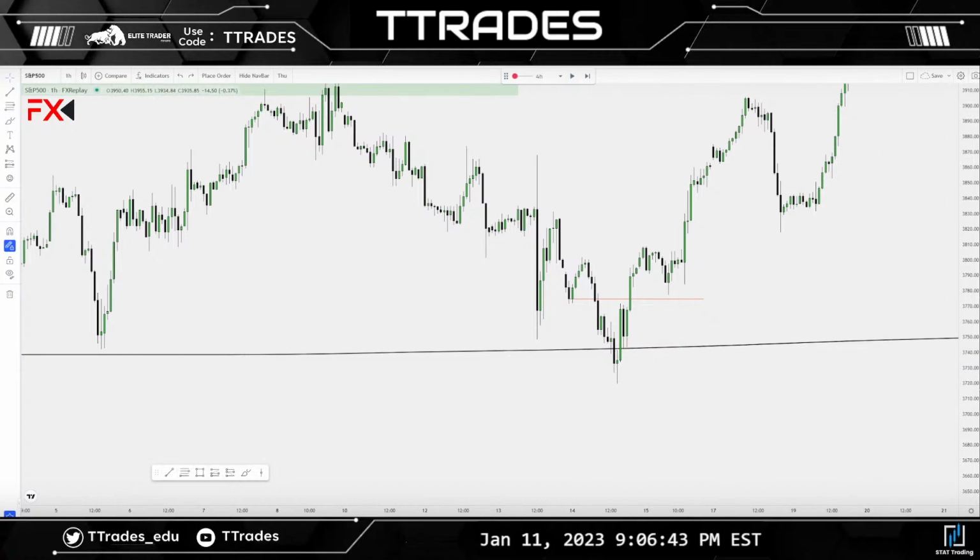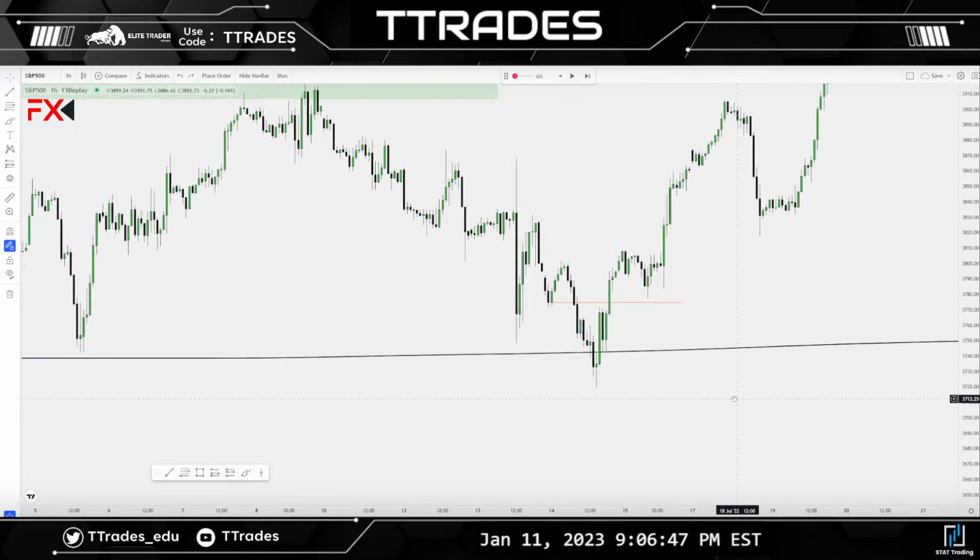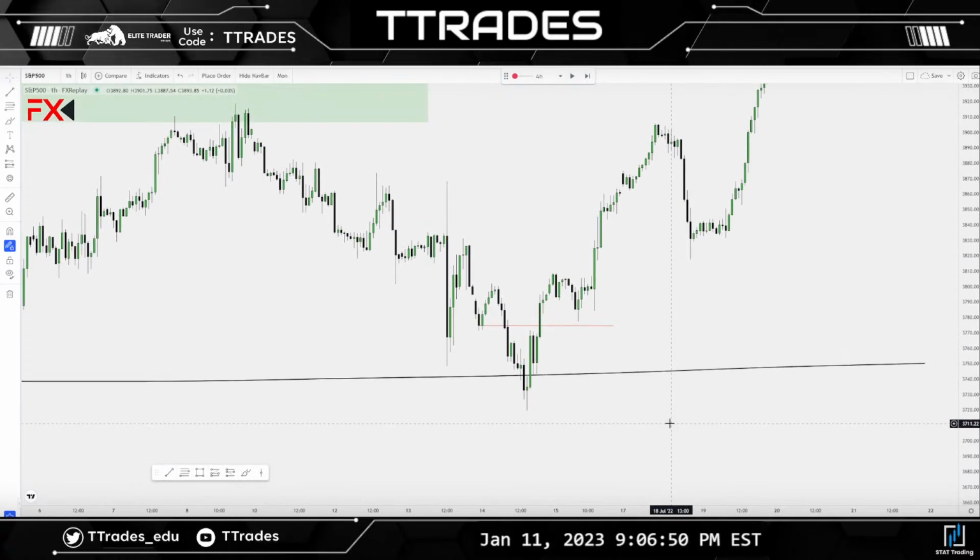Do the strats work well in Forex? Yeah, I think ICT made them for Forex at the beginning. Bullish breaker, when it retests the breaker below, continues.